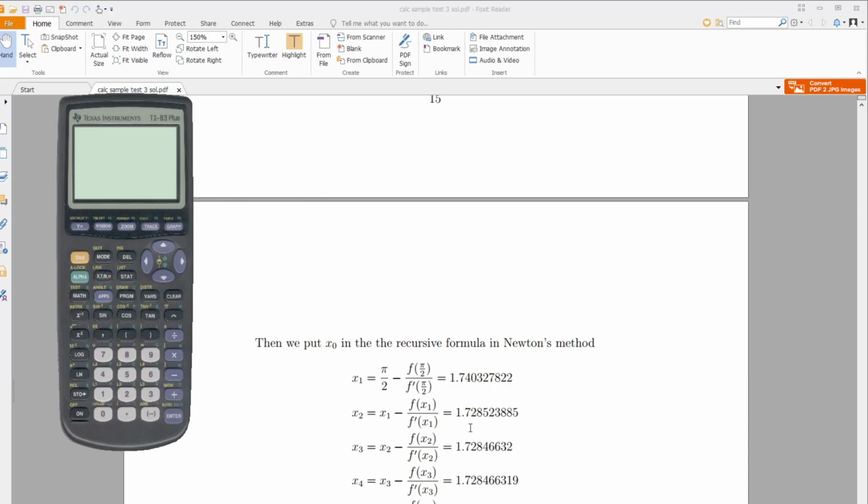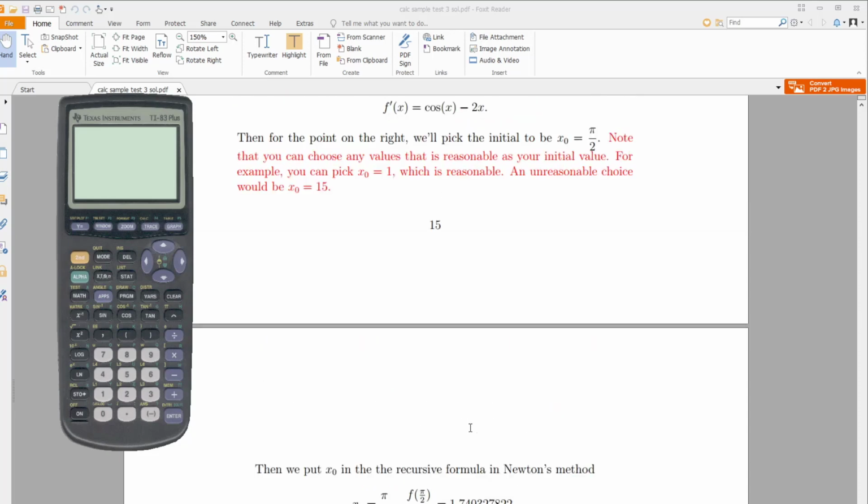So how do you actually do this on the calculator? Let's see. So first, due to the fact that we are working with trig functions, just make sure everything is in radians. Now, the first thing you want to do is to type in your initial value. So I'm going to type in pi divided by 2 and just click enter. What that does is that it's going to save this value into the memory as the previous answer.